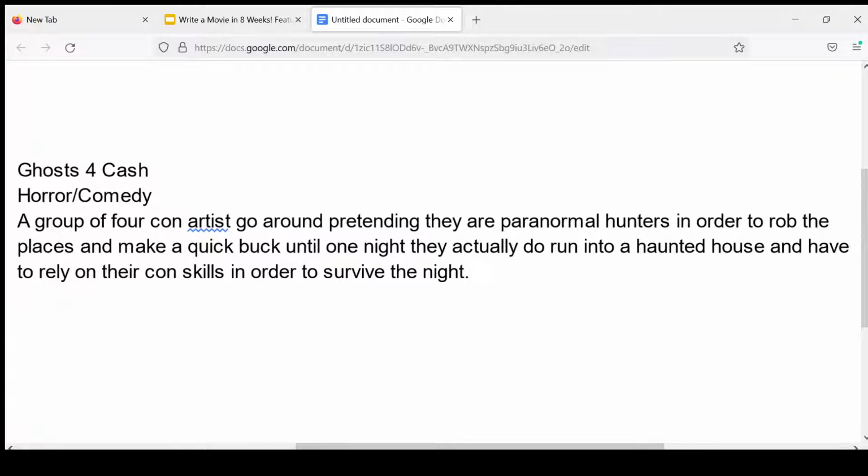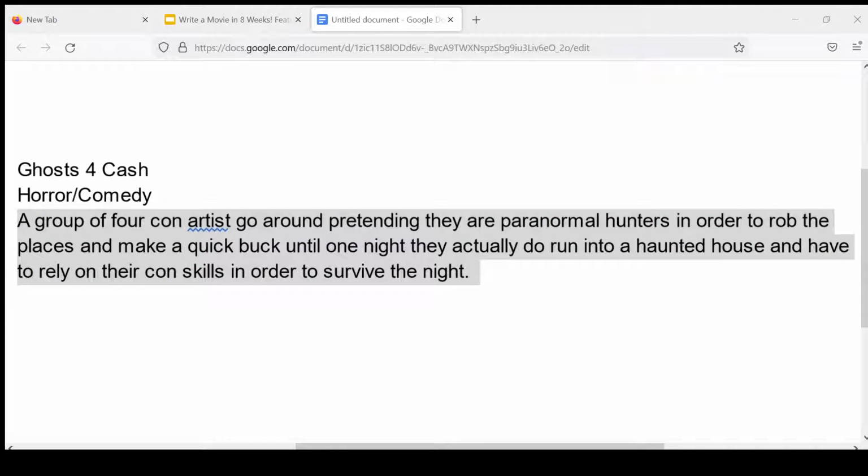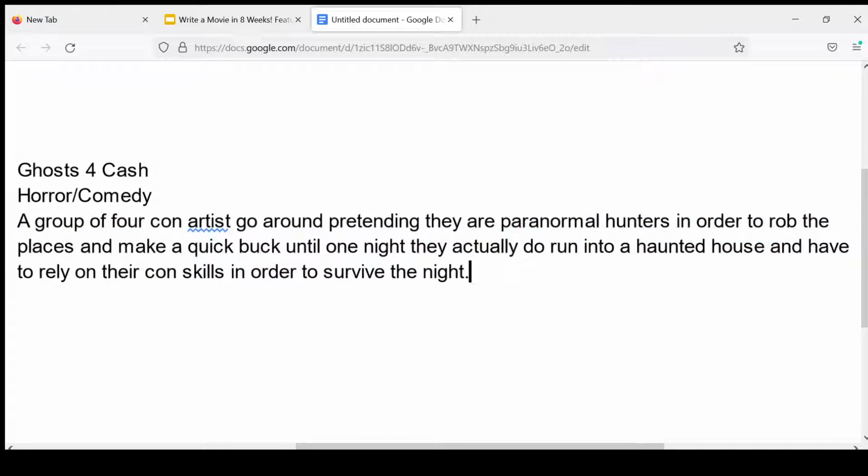Sure. All right, can you read the logline out for us, please? Oh yeah, let me scroll up. A group of 4 con artists go around pretending they are paranormal hunters in order to rob the places and make a quick buck. Until one night, they actually do run into a haunted house and have to rely on their con skills in order to survive the night.